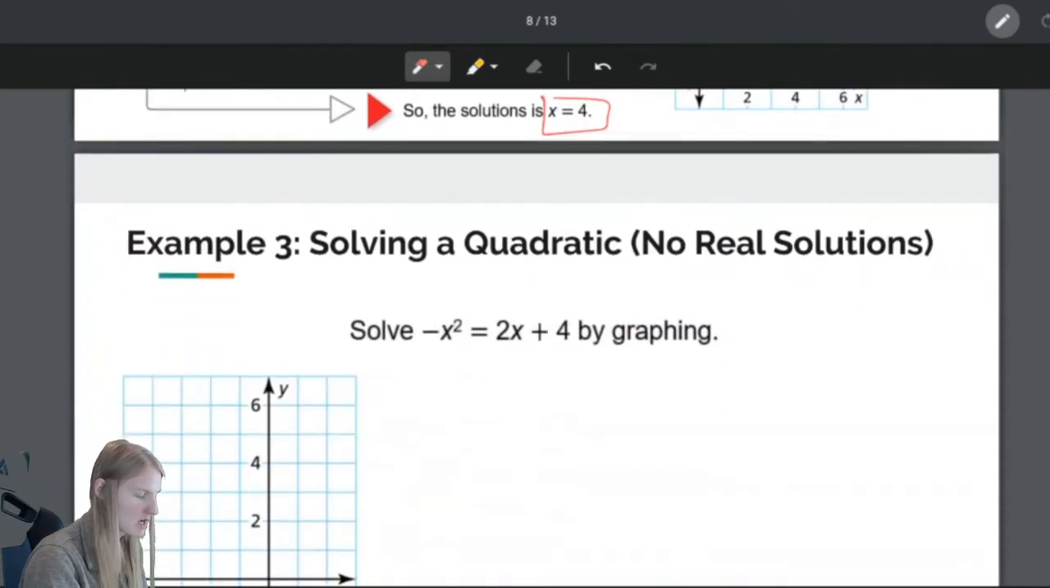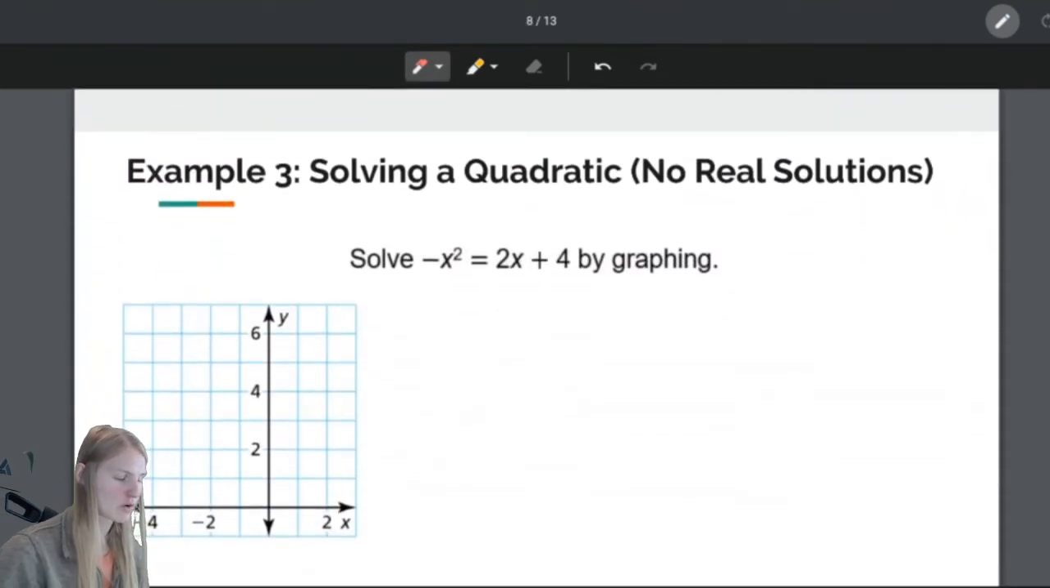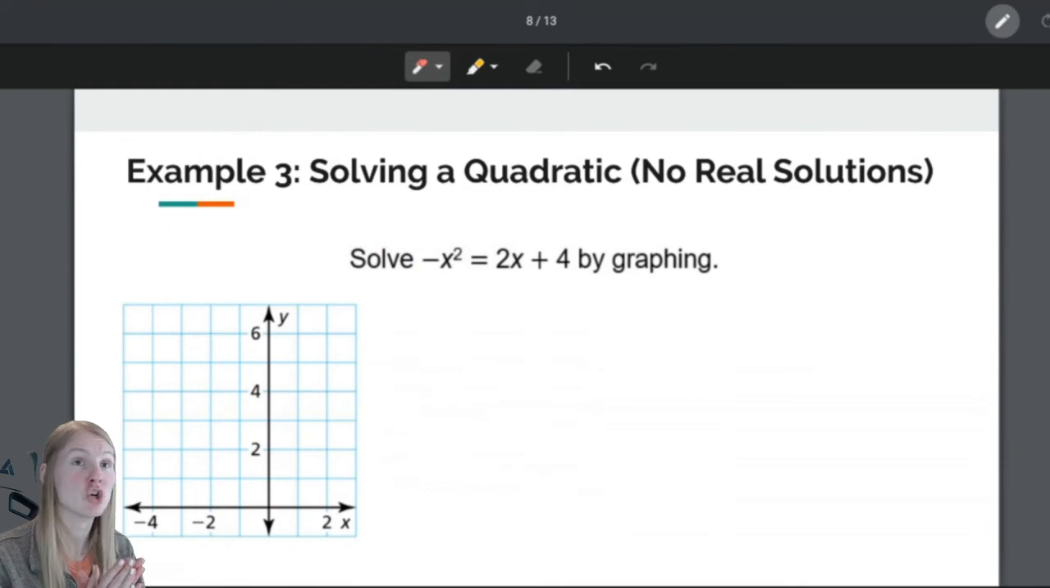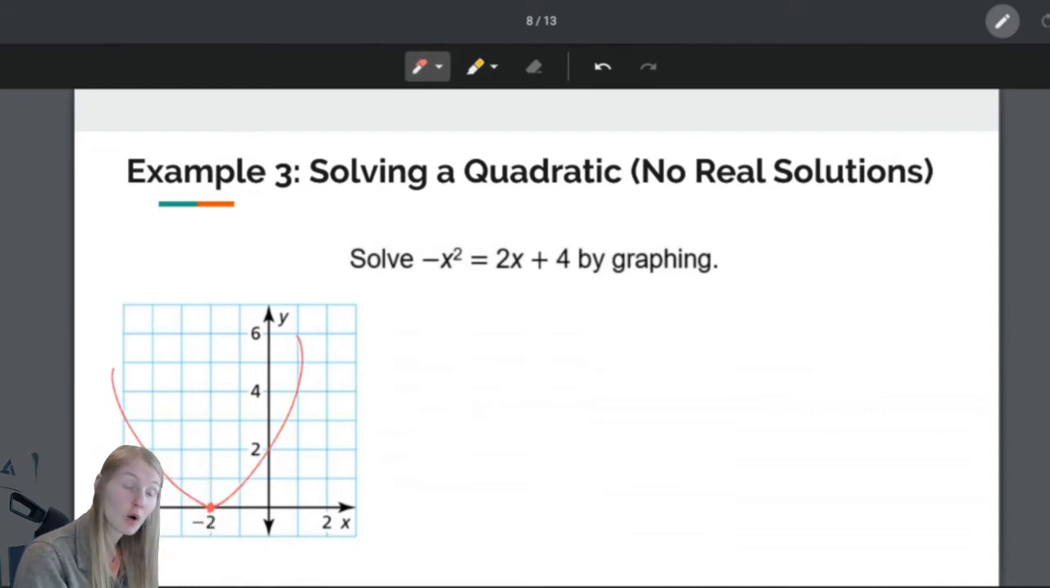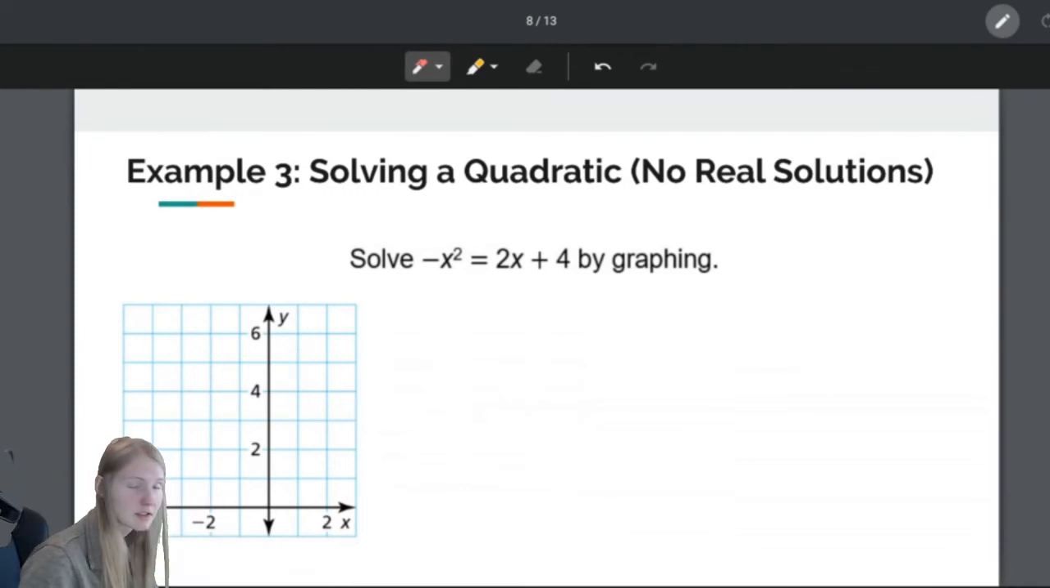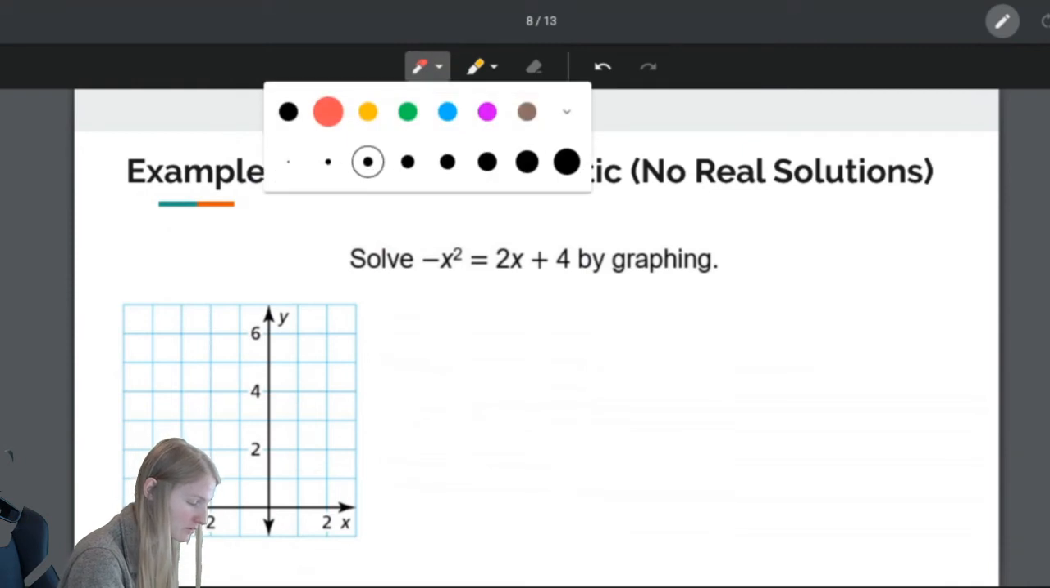Okay, alright. Example 3. We're going to solve a quadratic now, but it's going to have no real solution. So what do you think it's going to look like? This was 2 solutions, and then we saw this is 1 solution. What do you think no solutions is going to look like? Get it in your mind. Pause the video and think about it if you want to.